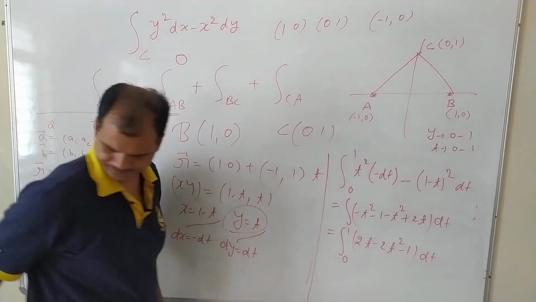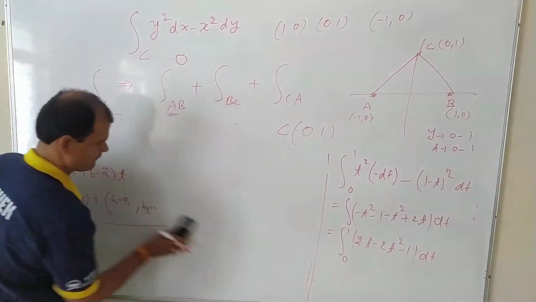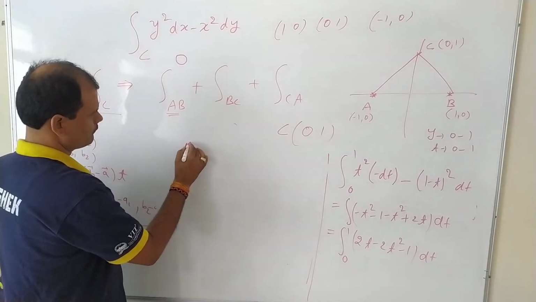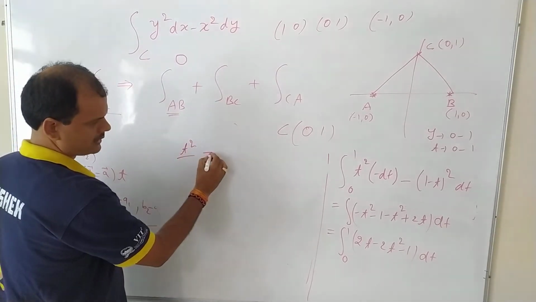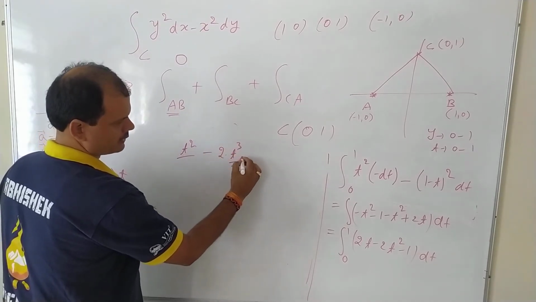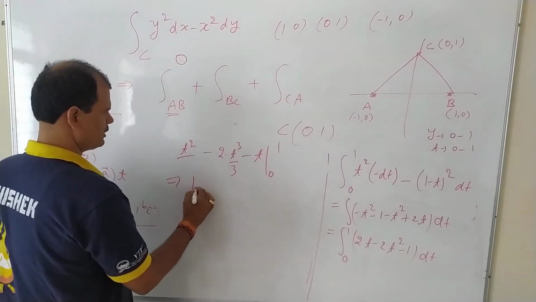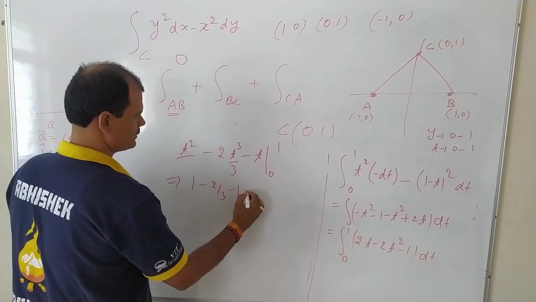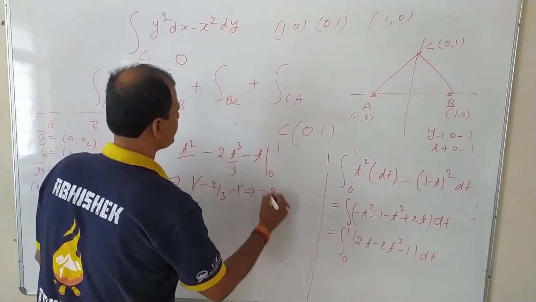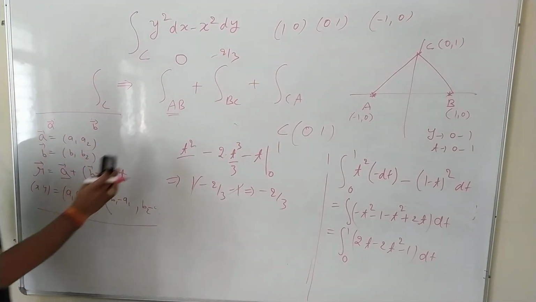Let us check that. So we get t square minus 2 into t cube by 3 minus t, 0 to 1. So it will be 1 minus 2 by 3 minus 1 and lower limit is 0. So we get minus 2 by 3. So along the BC minus 2 by 3. Fine. Now let us see along the CA.